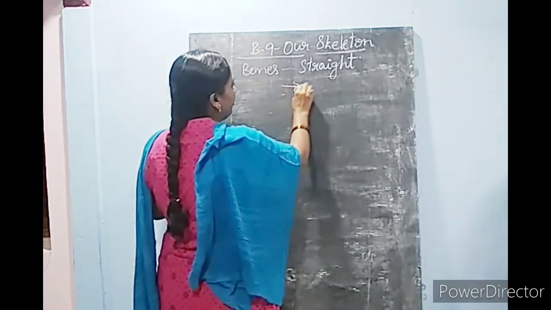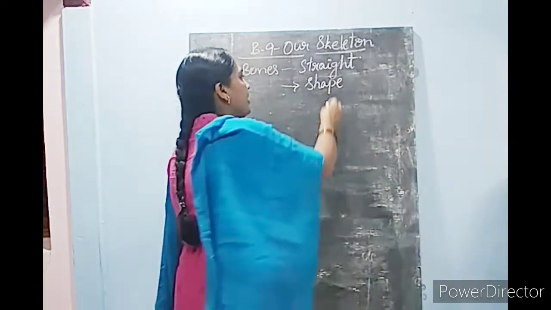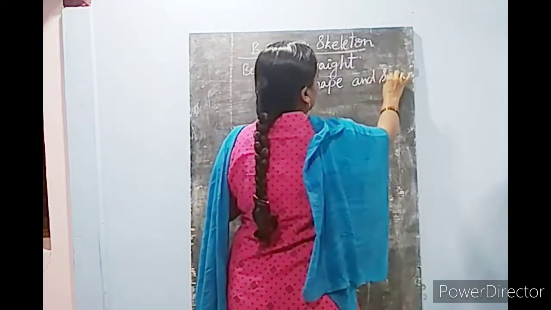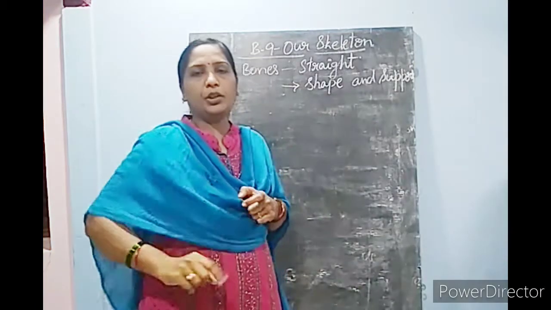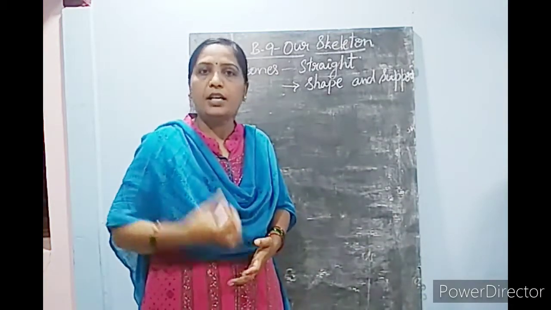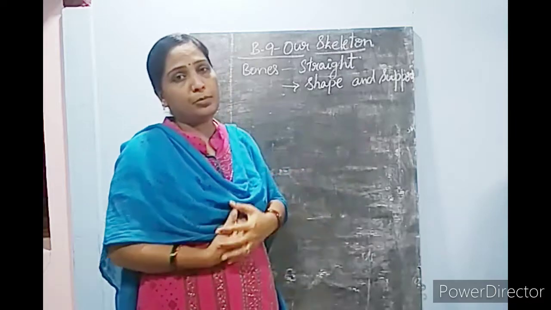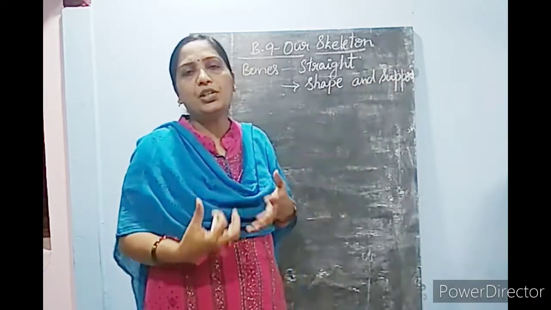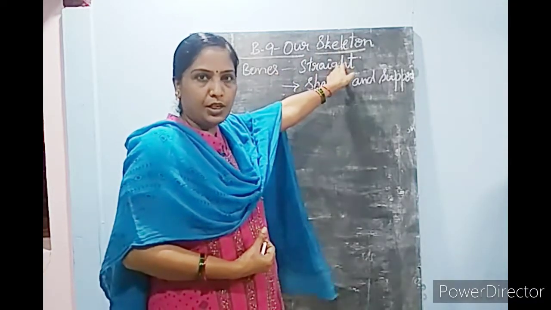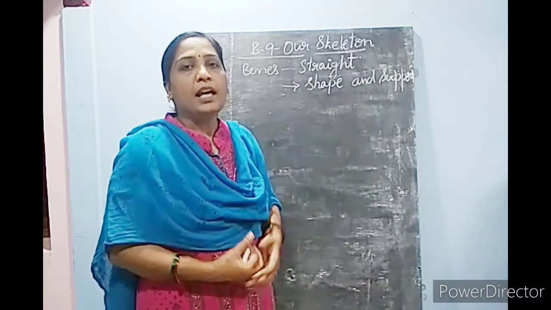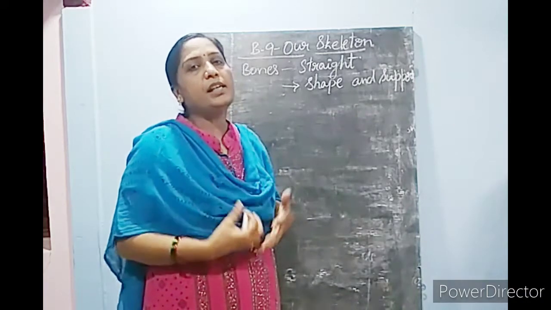Our bones are helping to give shape to the body, and they are giving support also. Just now we saw in the activity how the ruler, the pencil, the water bottle were giving support to the handkerchief to stand straight. In the same way our bones give shape to our body and also support for standing straight. Yes, so the bony structure of our body is known as skeleton. And not only that, our skeleton is protecting our internal organs.